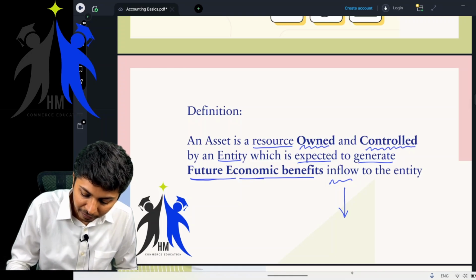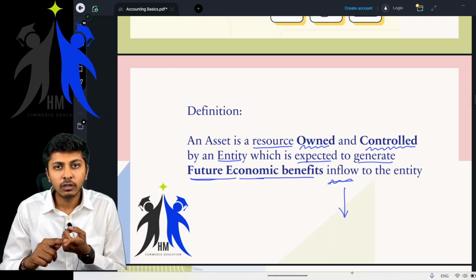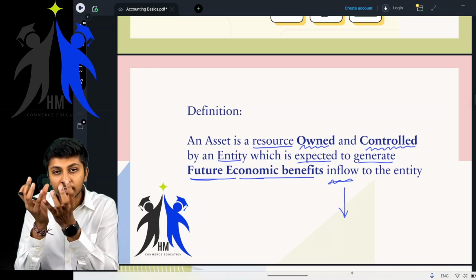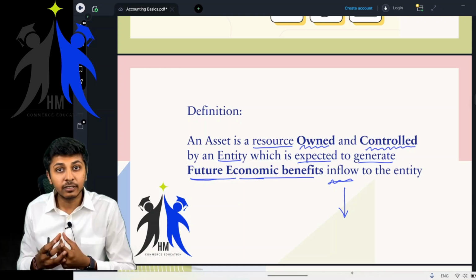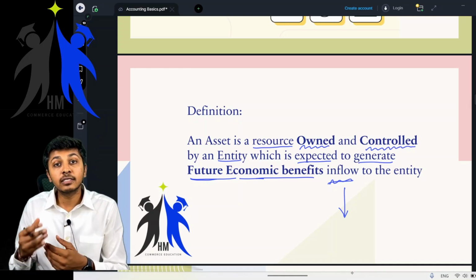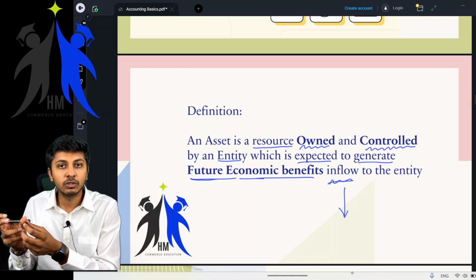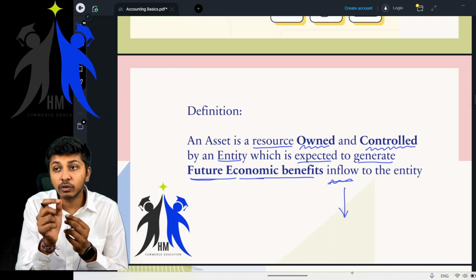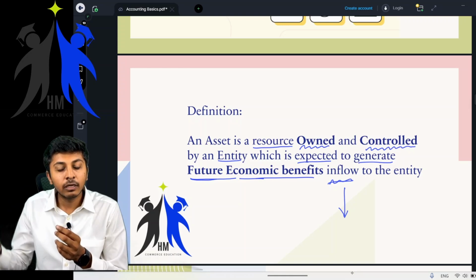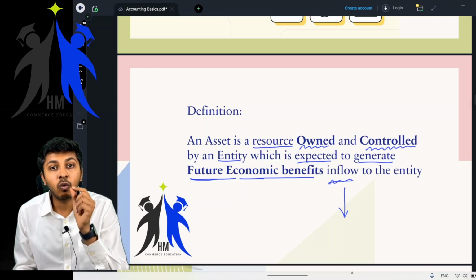Future economic benefits, inflow, get it. So what can I do with this building? I can rent it out. I can sell the building. If I sell the building, I'll get some money. So this building has some value. That value we will get because of selling it or because of renting it. Correct? So we are going to get some value from this particular item, this particular resource. So if, as an entity, you are going to get any value in the future from that particular resource into the entity, then that will qualify as an asset.